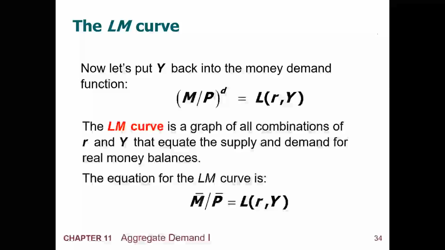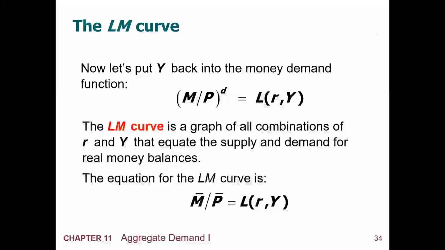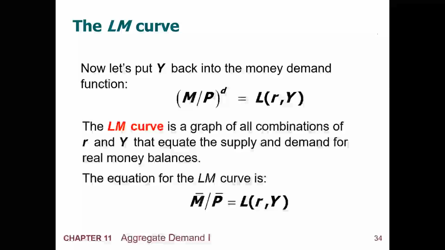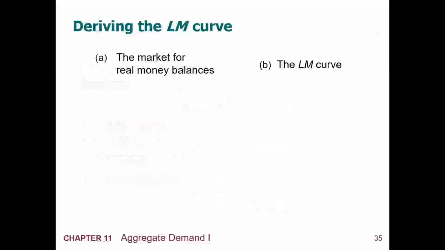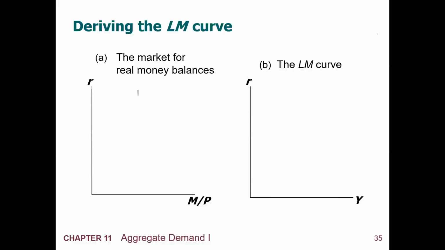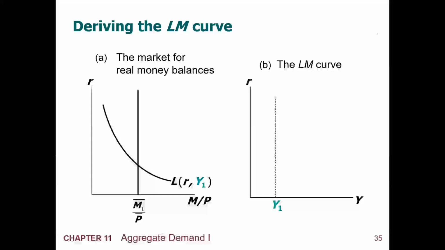The equation for the LM curve is a function of R and Y. So, deriving the LM curve. The market for real money balances is the demand and supply for money, and we're going to use it to determine the LM curve. Remember that the supply of money is fixed. Alright. So let's say the demand for money is a function of the interest rate and output.